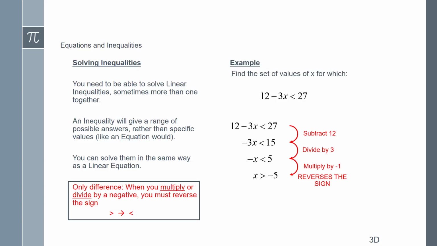You obviously could have gone there straight from the second line and divided by minus 3 and turned the sign around and got the answer. The steps there are to make it clear what is happening.